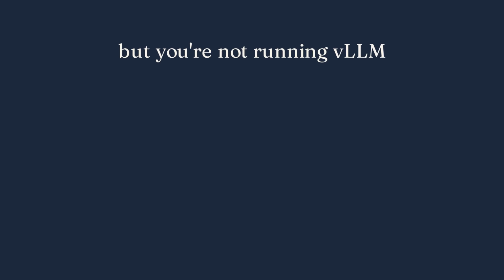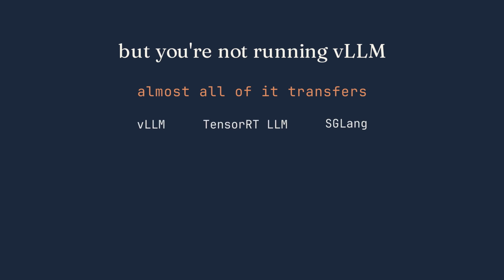Now, I want to be careful with you here because I've said vLLM several times now, and there's a very good chance you aren't running vLLM at all. So, does any of this actually transfer to what you've got? Yes, almost all of it does. TensorRT LLM sitting behind Triton has the same skeleton. So does SGLang. The names are different, the process boundaries sit in slightly different places, but the shape of the path is genuinely the same shape.